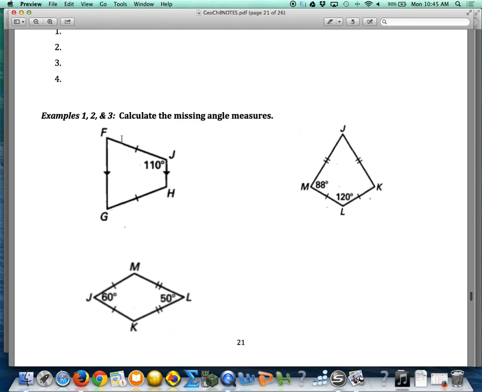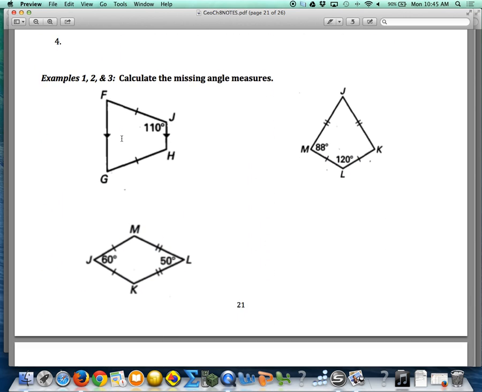Okay, so examples 1, 2, and 3, we're going to calculate some angle measures. Before we just jump in and start calculating, first thing that we have to identify is what type of figure do we have. So, figure number 1. Does this fall parallelogram family, trapezoid family, or kite family? Trapezoid, right? One pair of parallel sides. What does this tell us? Isosceles trapezoid. Okay. So we're going to start with that. Now, in an isosceles trapezoid, we know that the base angles are congruent. So if this is 110, then angle H is also going to be 110.